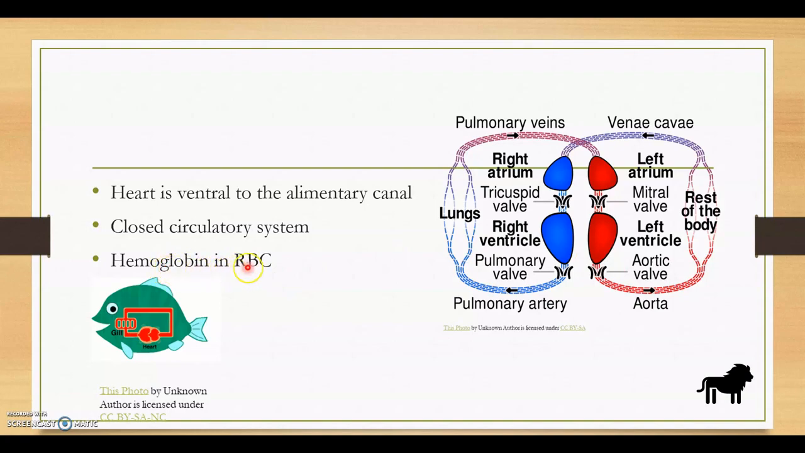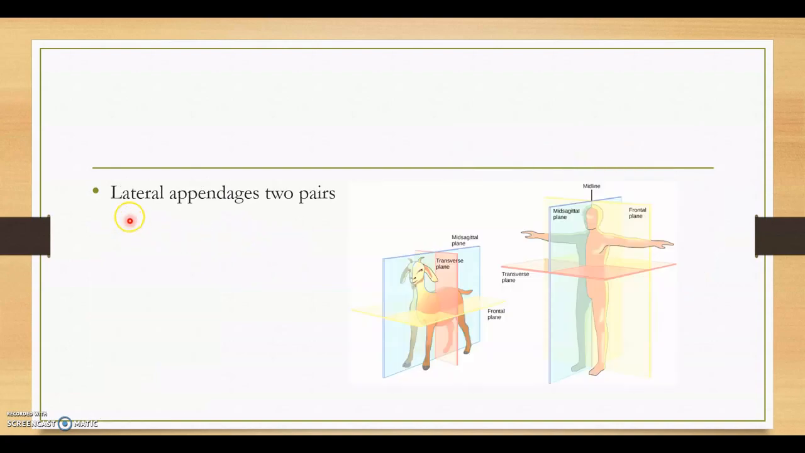And now, hemoglobin is present in the RBC. RBC is red in color due to the presence of a pigment called hemoglobin. And the last one is the lateral appendages. It's two pairs. In non-chordata there are several pairs of appendages. In insecta there are six pairs of appendages. In centipedes there are many pairs of appendages. So the pairs of appendages are different in non-chordata, but in chordata there will be two pairs of appendages.